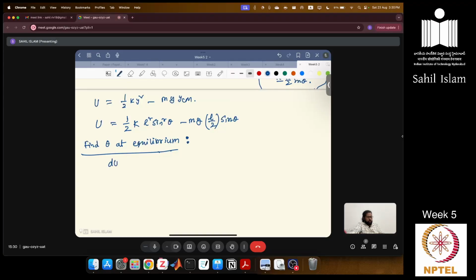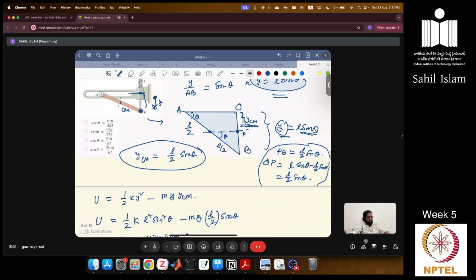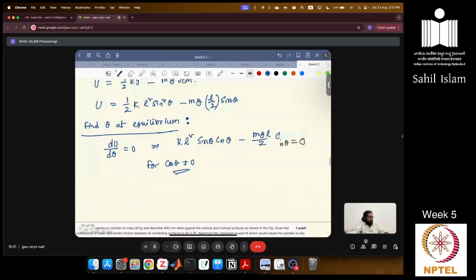So for that, the equilibrium condition is dU by d theta equal to 0, which gives k L square sin theta cos theta minus mg L by 2 cos theta equal to 0. For cos theta not equal to 0. Why cos theta? Because theta cannot be pi by 2. This is an impossible angle. It cannot go because the spring would not let it go.